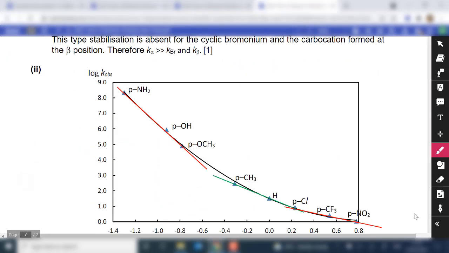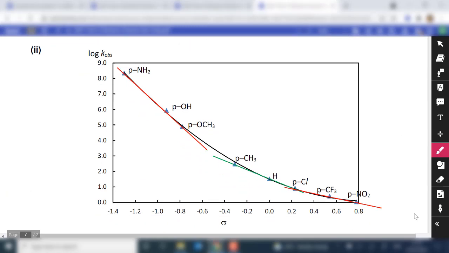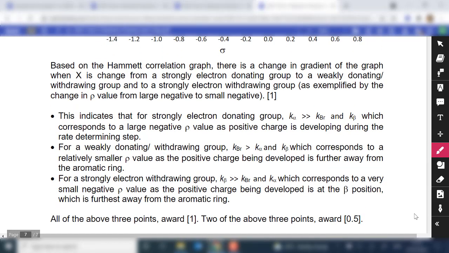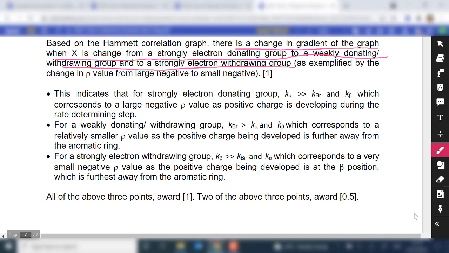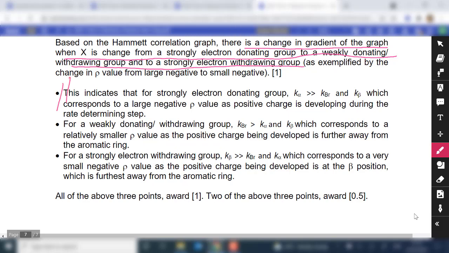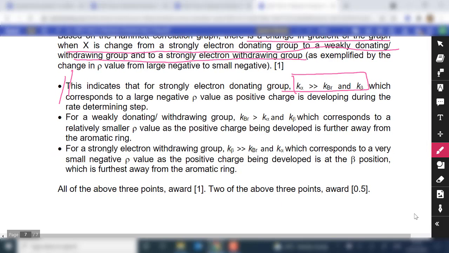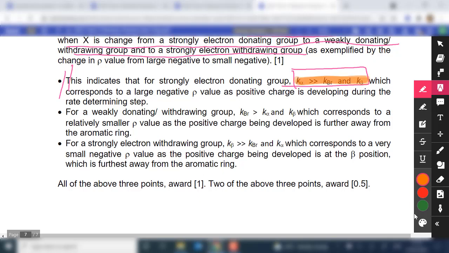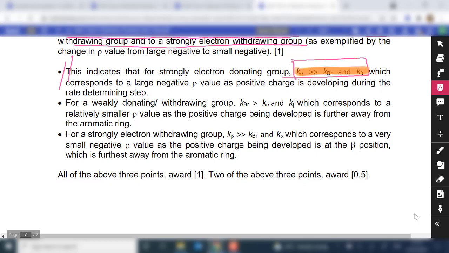Okay, and of course in our so-called model answer we give to the students would be pretty much similar to what your classmate wrote. So note that there's a changing gradient. Okay, when X is changed from strong donating group to weakly donating to strong withdrawing groups. Okay, so it indicates that a strong donating group, so this is likely to be the case. Okay, so as per all assessment or as per all data, I would like to emphasize that it will be good if you can use, to the best of your ability, as much of the data as you can, so that it showcases to the examiner you actually read through the information.